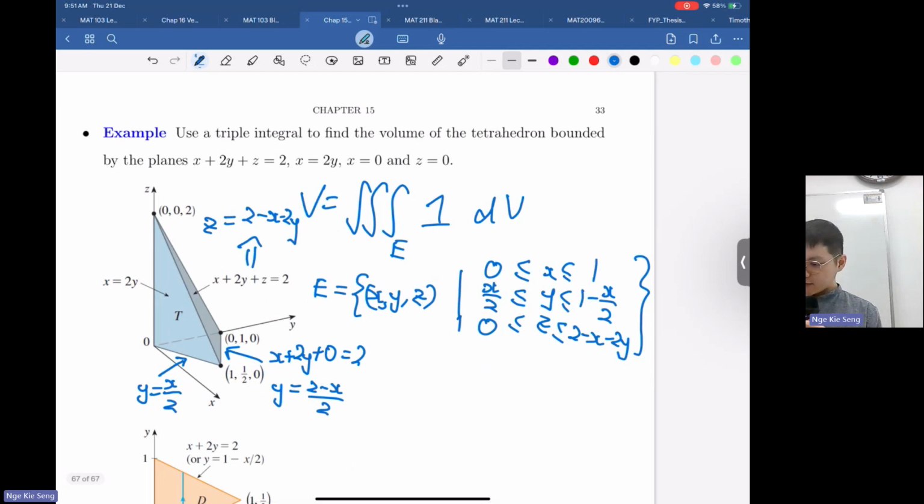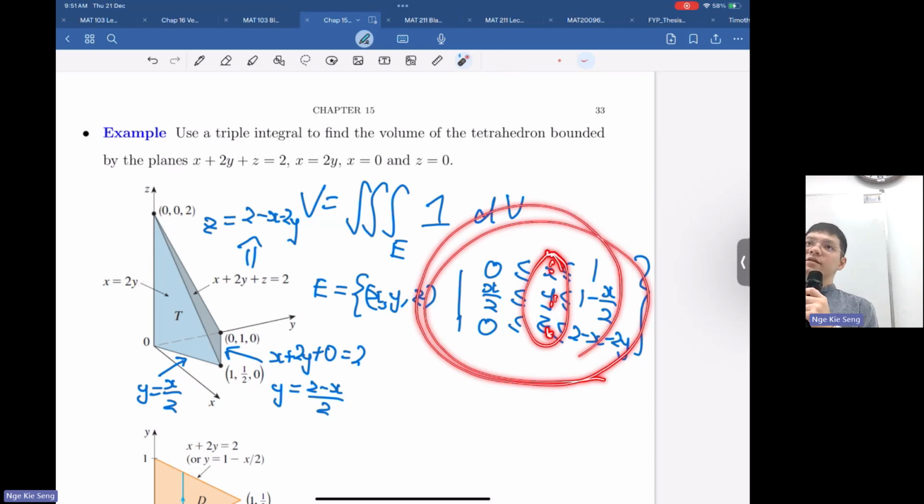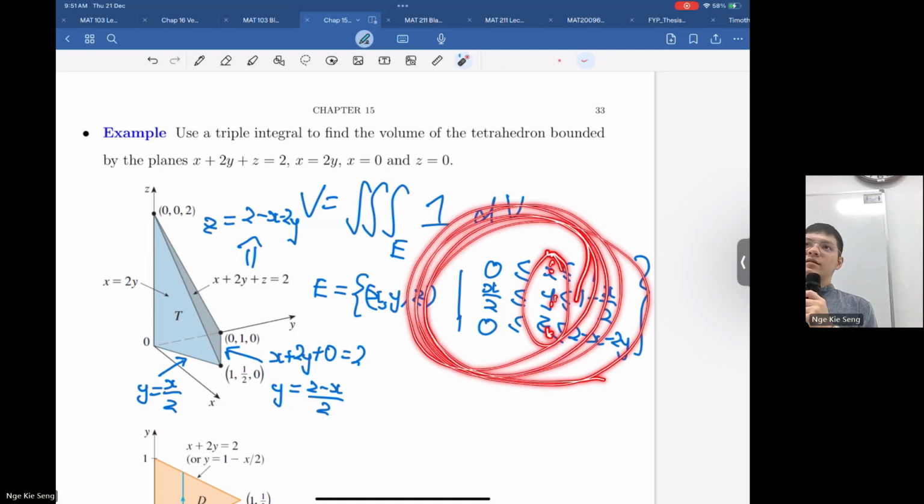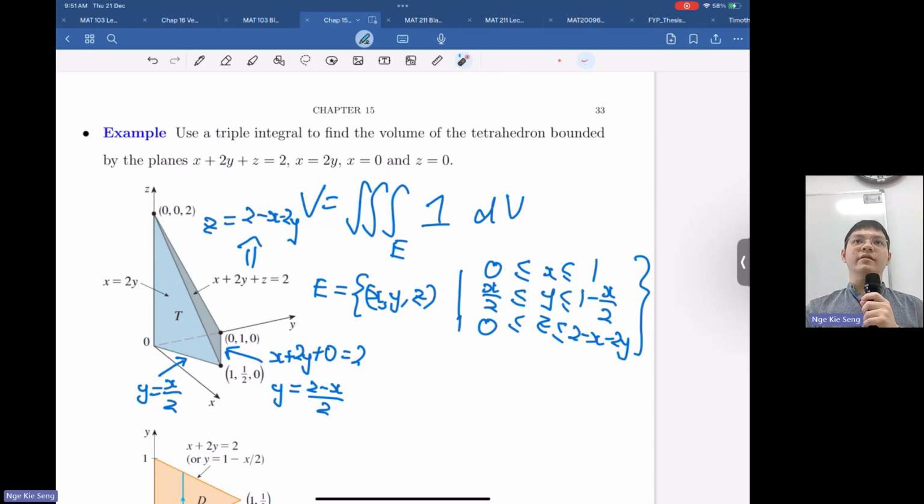You can try another method, for example swap the order here. You can swap the order, say y x z, or z x y, and then see how this integration domain changes. Can or not?